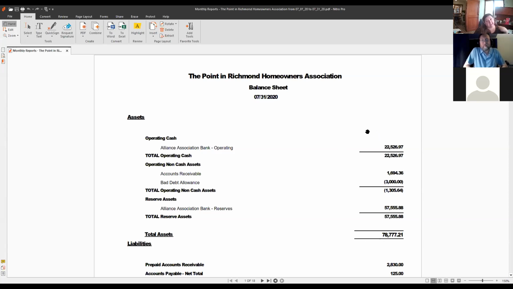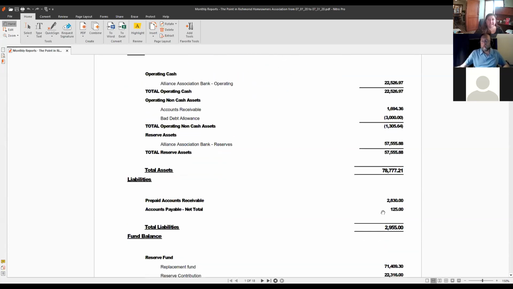All right, so this is a balance sheet. I call this the summary of the association. Technically, it is a balance sheet. A balance sheet will always have your assets here at the top. So your first asset is going to be your operating cash. Here it is with Alliance Bank, $22,526 in the bank. You then have your non-cash assets here, which is your accounts receivable.